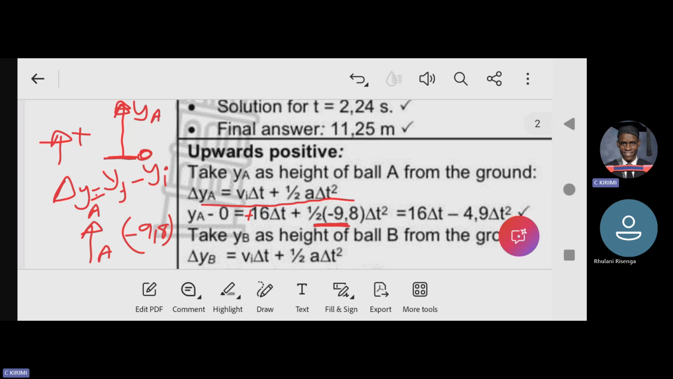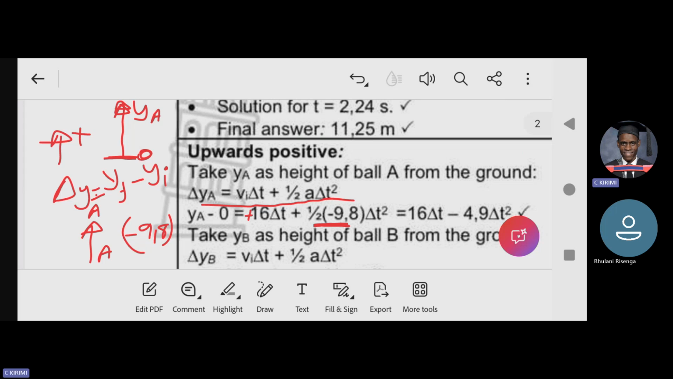So you want to know whether the displacement is positive or negative. The displacement is positive. It's in the positive direction, because when I say upwards is positive, yes, it's above the point of release.